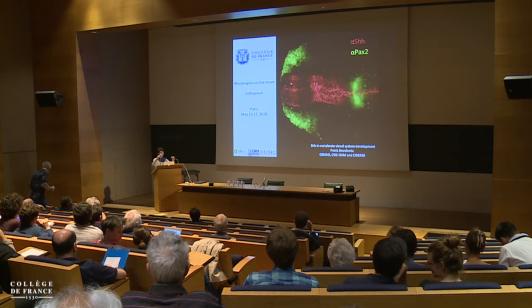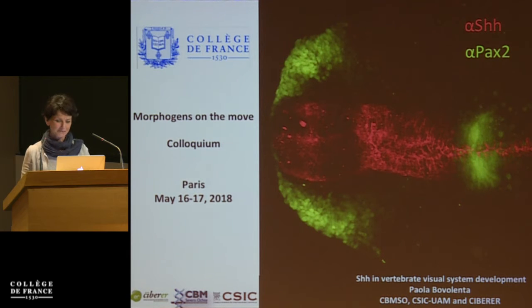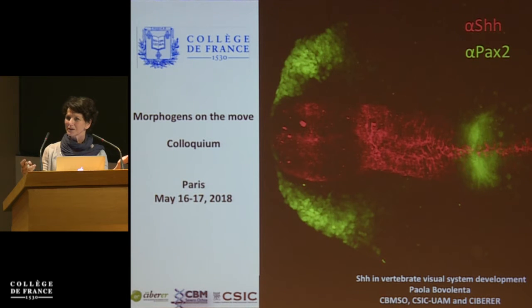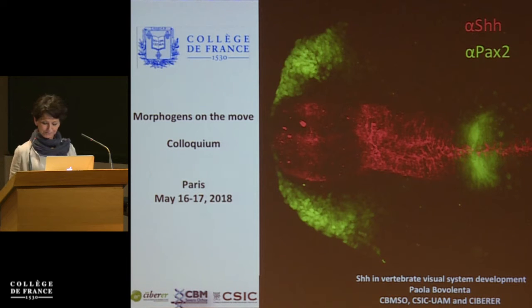So as James said, I will continue talking about Sonic hedgehog, but I would like to focus on a different structure, the eye or the visual system in general. And actually, I would like to start maybe with the second concept that Alain mentioned, which is how you make a morphogen not moving rather than moving, and then I'll talk a little bit about moving.